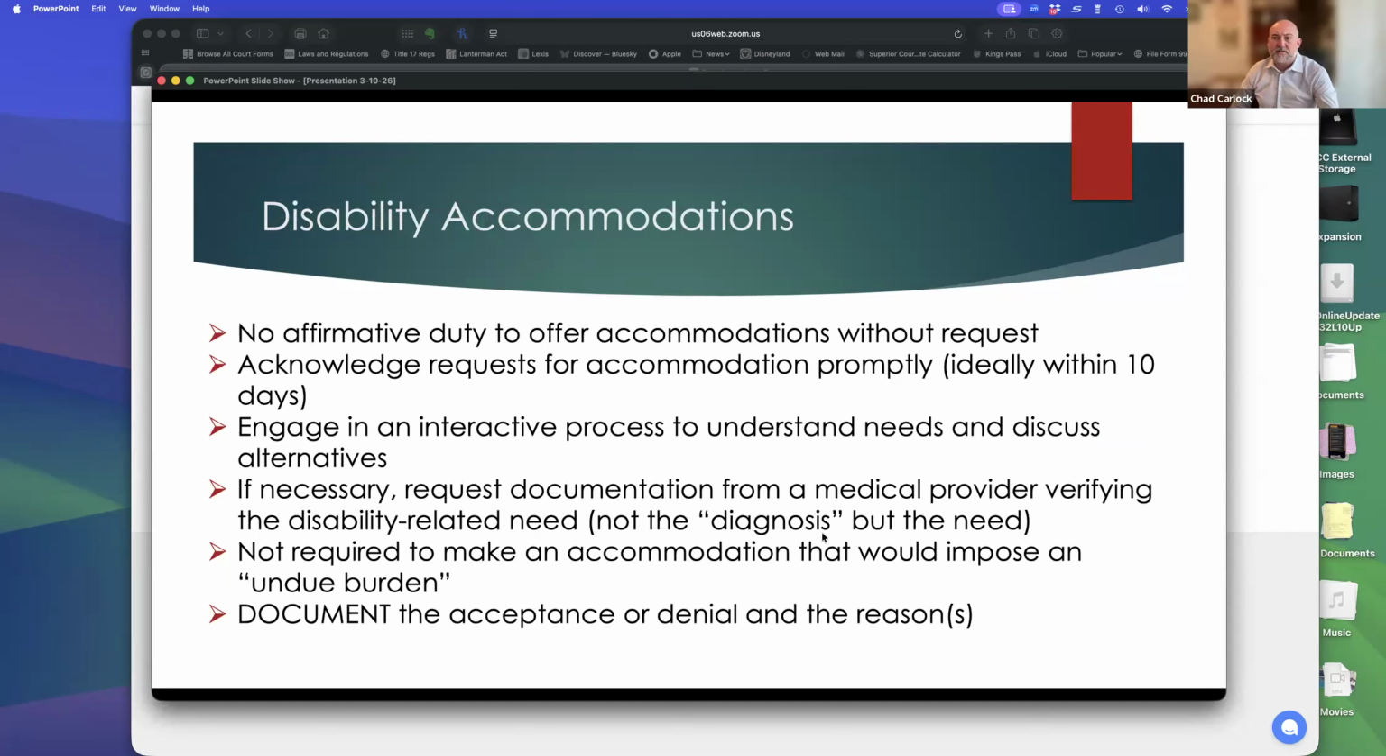Okay, disability accommodations. In general, there's not an affirmative duty for you to offer a reasonable accommodation to someone who you believe has a disability, unless they request those accommodations. You're under a legal obligation to make your premises generally accessible.